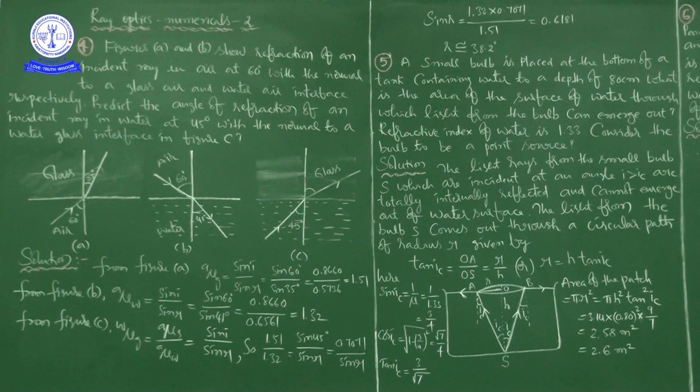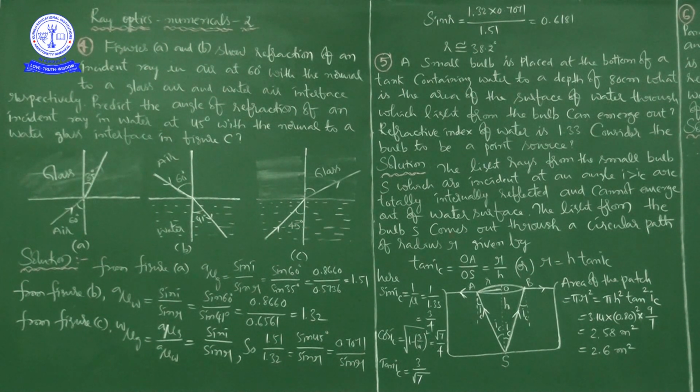Now the same procedure we apply for figure B. Here A mu W is equal to sin I by sin R, the same formula, the second law of refraction, Snell's law. Here I is 60 degrees and R is 41 degrees, so sin 60 degrees by sin 41 degrees is 0.8660 by 0.6561, which is 1.32. So A mu W is 1.32 and from figure A, A mu G is 1.51.